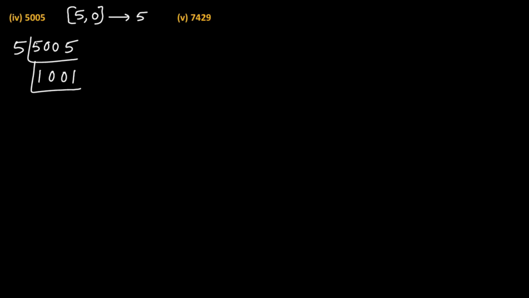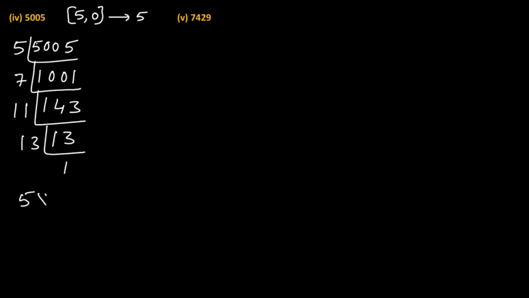So what is the next prime number? The next prime number is 7. So let's check in the 7 table. 7 ones are 7, 7 fours are 28, and 7 threes are 21. Right. And then 143 is not going in the 7 table. What is the next prime number? 11 is our next prime number. Right. 11 ones are 11 and 11 threes are 33. Now 13 ones are 13. 13 is a prime number. We know that. 5 into 7 into 11 into 13.